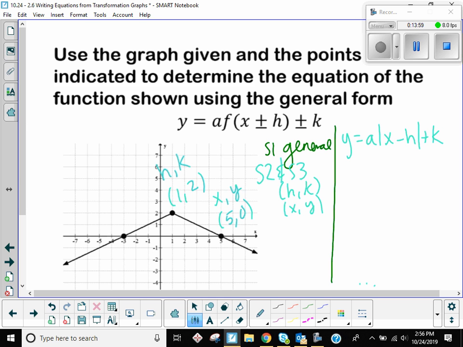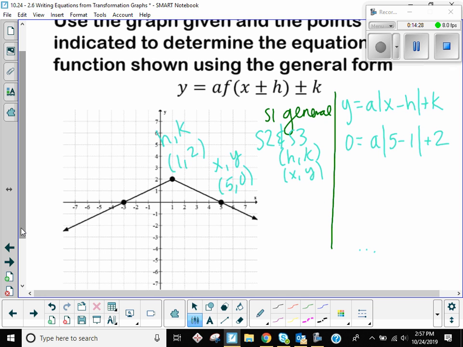So we're going to plug those in. What will I be plugging in for Y? 0. What will I be plugging in for A? Nothing. Good, because I'm trying to solve for A. Absolute value bars. What goes in for X? For H? For K? 2. Okay. And then the next step is to solve for A now.